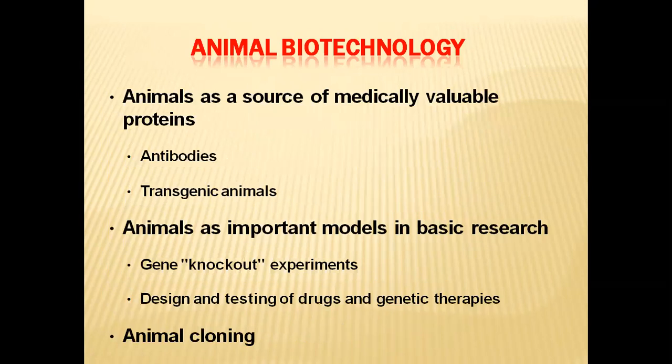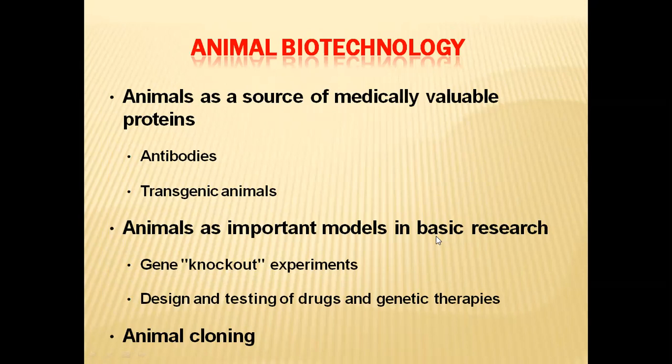And the third one is animal biotechnology. In this, we use the knowledge of zoology, and we use animals to try to get more benefits from them by applying biotechnology knowledge. And we use animals for the production of antibodies, and transgenic animals will be produced. In these transgenic animals, we will get antibodies, enzymes, or many useful products. And animals are also being used as important models in basic research activities.